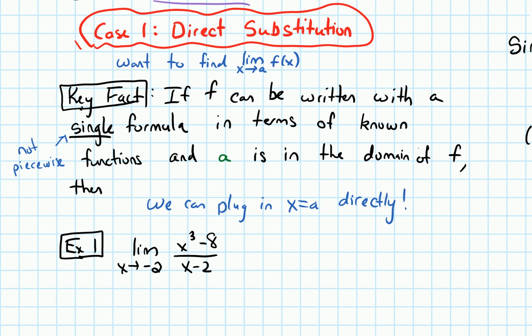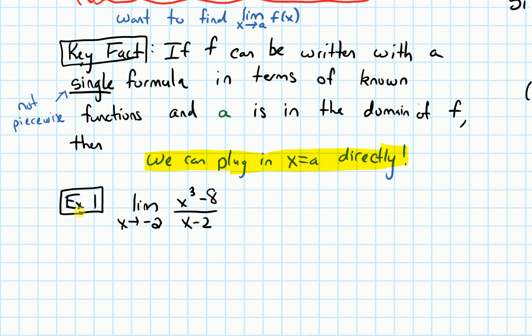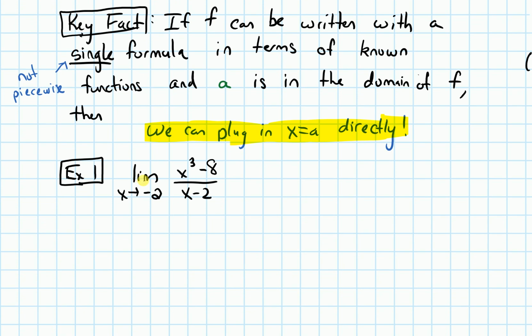Okay, so I'm going to highlight this. So we can simply plug in x equals a directly, or in other words, we can substitute a in for the x. Okay, so let's look at an example. Suppose that we have the limit as x approaches -2 of x cubed minus 8 over x minus 2.